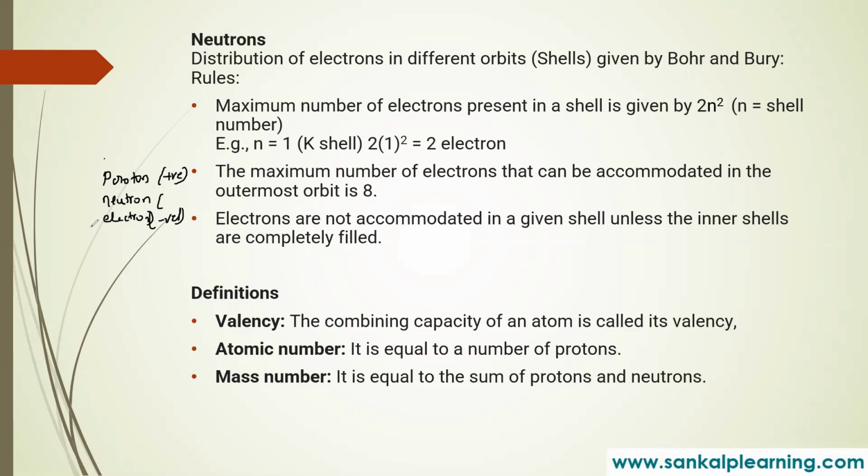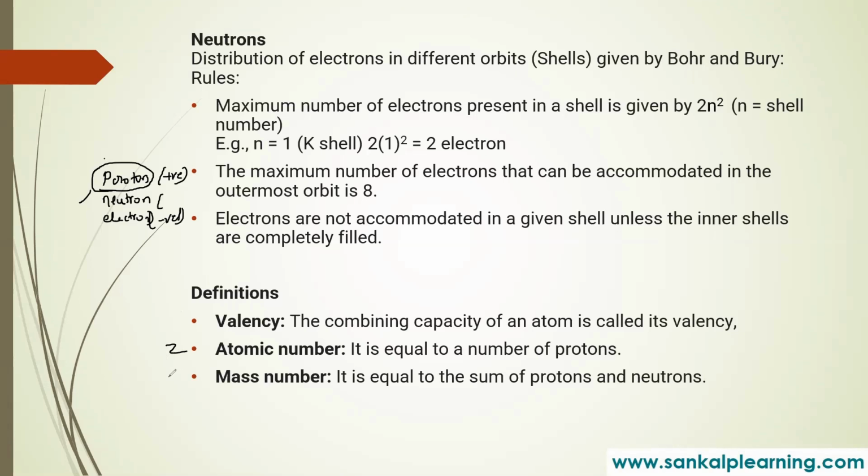Now, the number of protons in a given atom is called the atomic number. Okay, atomic number is defined as the number of protons in a given atom. Okay, students, remember one point here: the atomic number is represented by the letter Z.